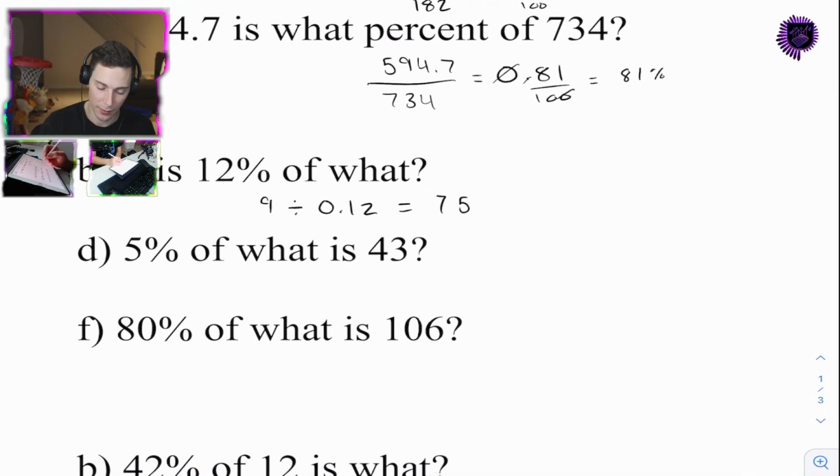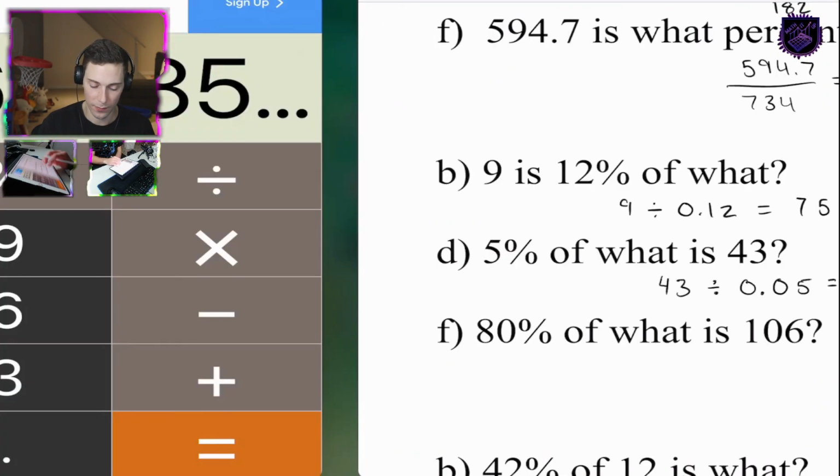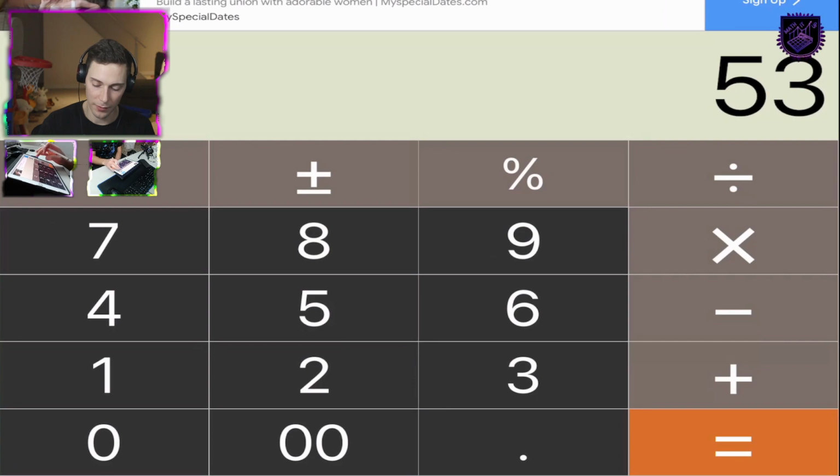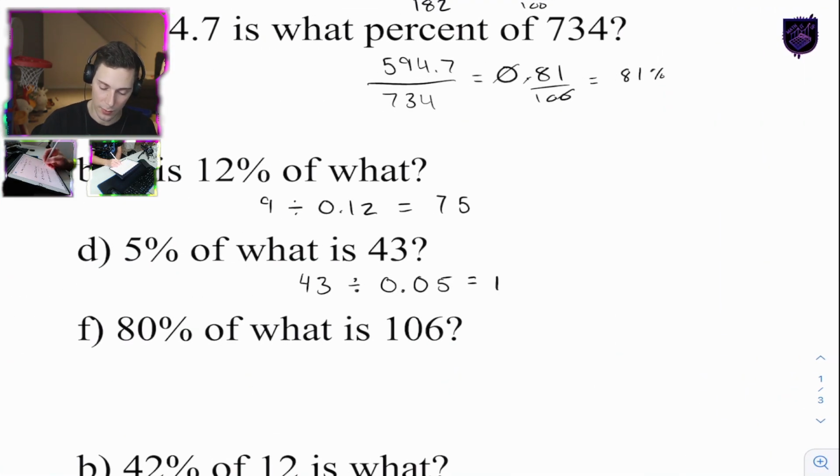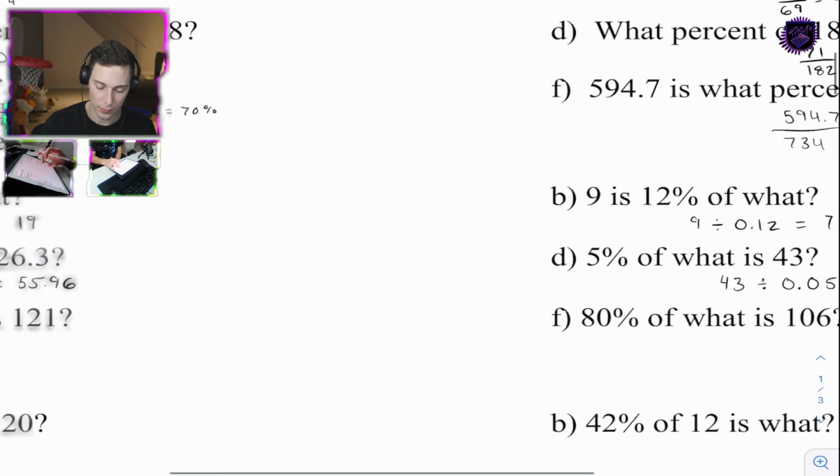Took a long time. 5% of what is 43? 43 divided by 0.05 is equal to 860.